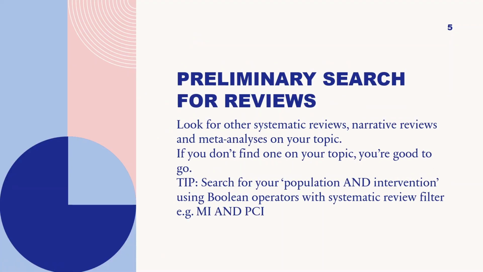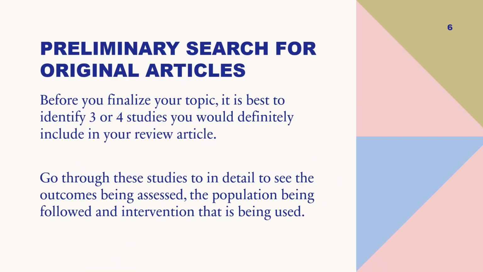Then you do a preliminary search for reviews. You look for the systematic reviews, narrative reviews, and meta analysis on your topic. If you don't find one on your topic, you're good to go. Search for your topic with population and intervention using Boolean operator and with systematic review filter on PubMed, for example, MI and PCI. Then you do preliminary search for original articles using the RCT filter.